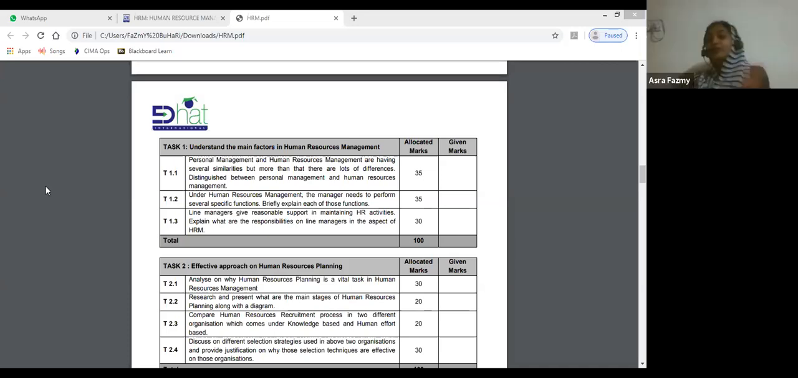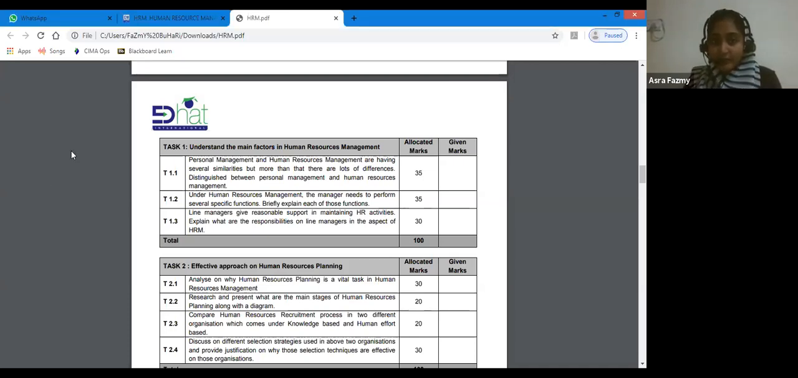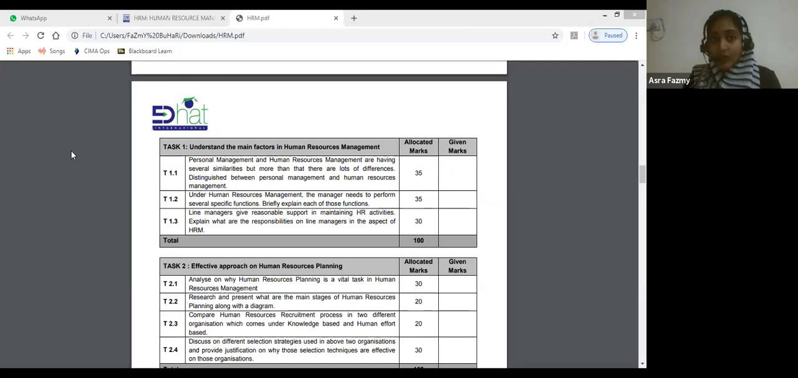When you look at the roles of HR management, these were the roles: guidance role, advisory role, service role, control auditing role, planning and organizing role. For the second one, task 1.2: under human resource management, the manager needs to perform several specific functions. Briefly explain each one of those functions. So for each of these, you will have to provide, if possible, advantages and disadvantages as well.